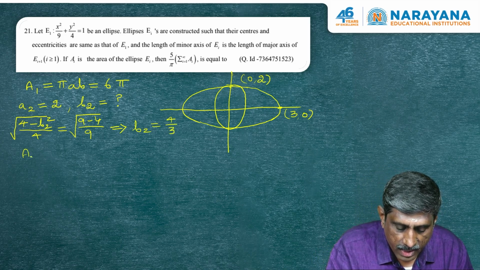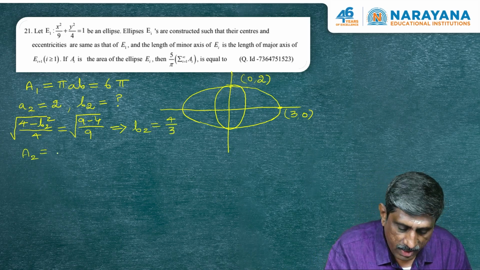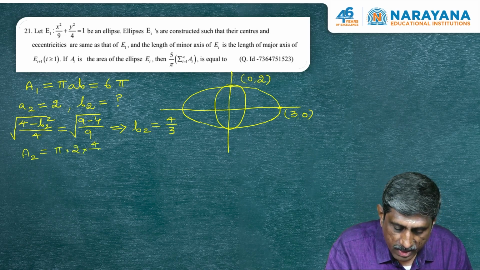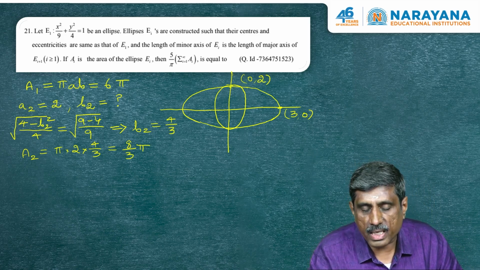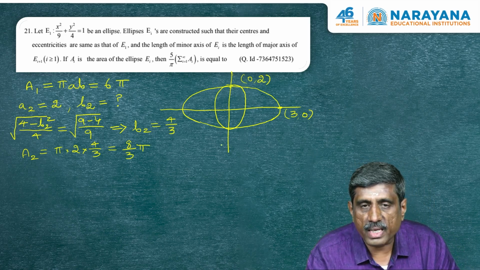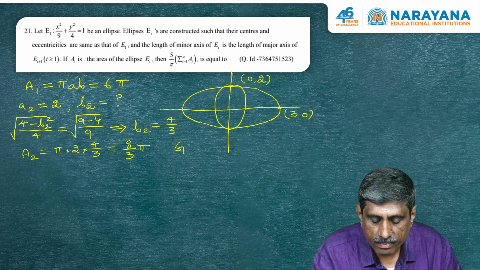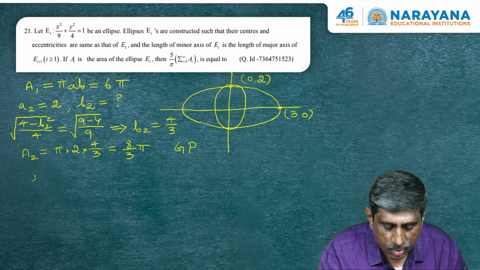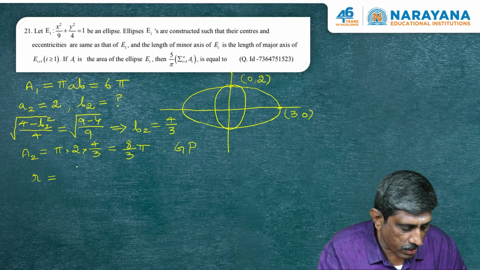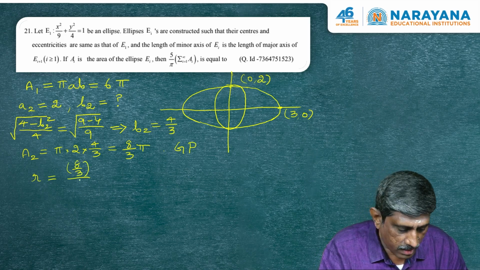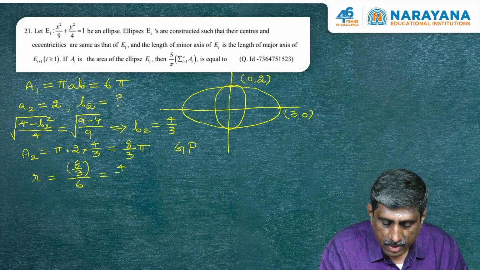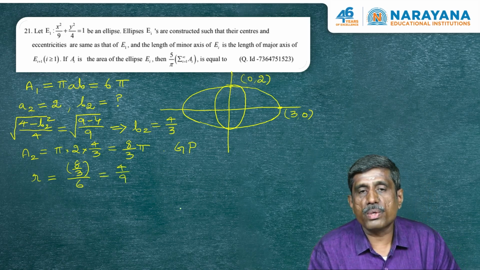Therefore, the area of the second ellipse is pi AB, pi into 2 into 4 by 3, which is nothing but 8 by 3 pi. Similarly, we can go for A3, A4 and so on, and we understand clearly that it forms a GP. And for this GP, what is the common ratio? The common ratio is 8 by 3 divided by 6, which is nothing but 4 by 9. Therefore, 4 by 9 is the common ratio of the GP.